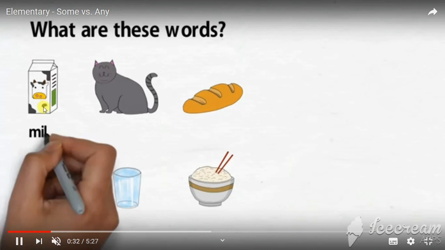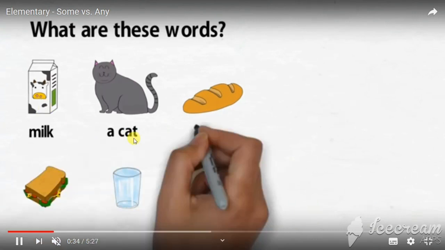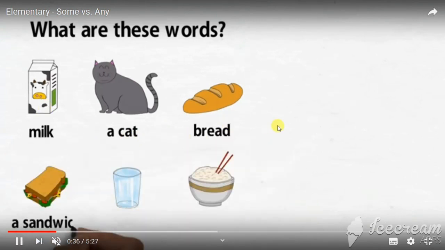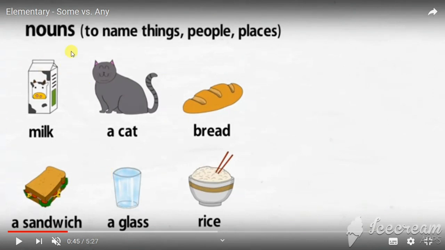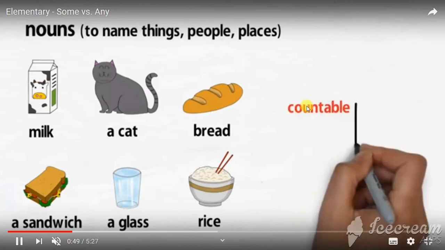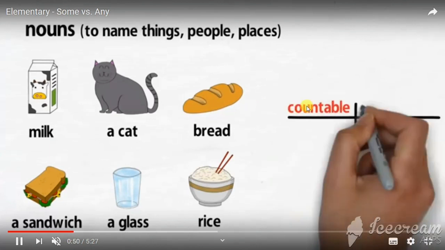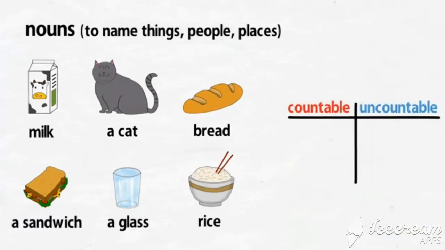We have milk, a cat, bread, a sandwich, a glass, and rice. These are nouns. All of them are nouns. But we have countable nouns and uncountable nouns, okay? But what do we mean by countable or uncountable?